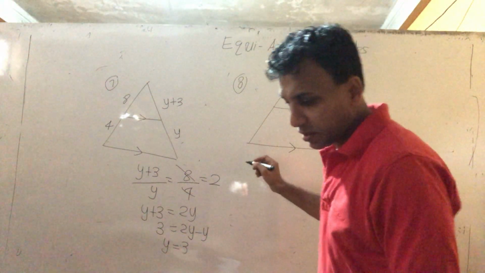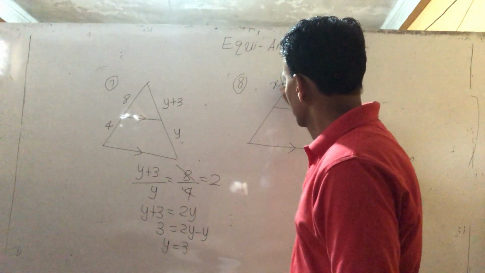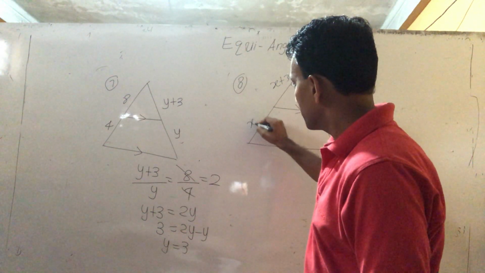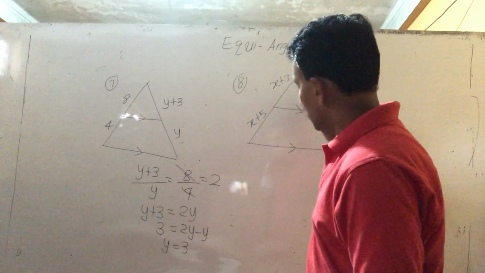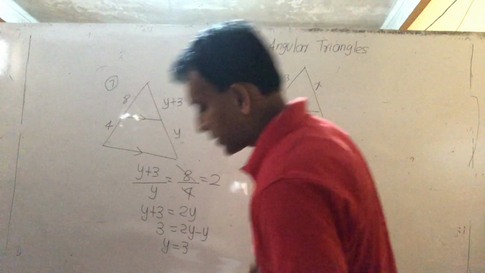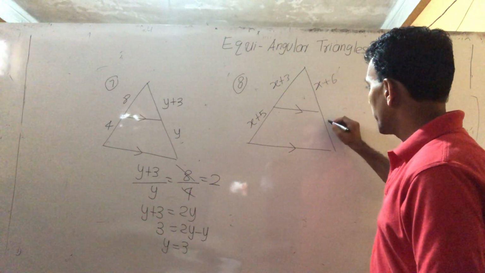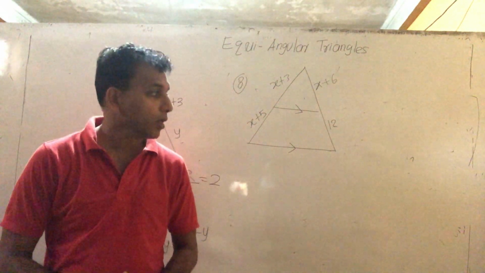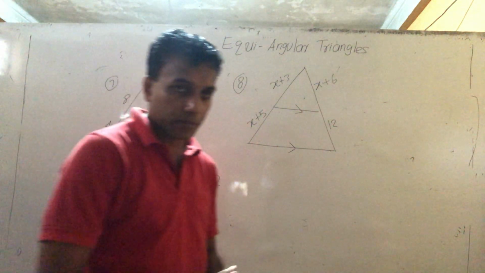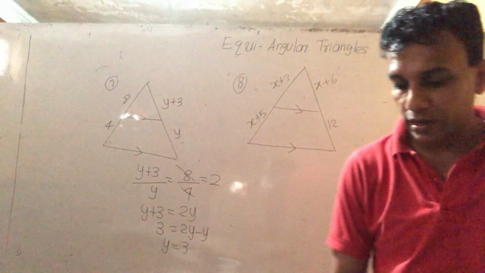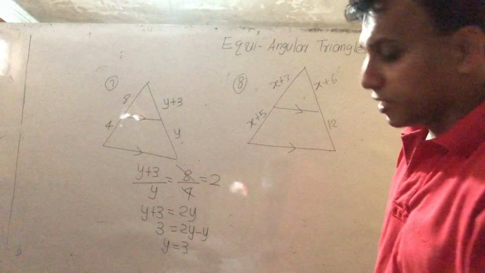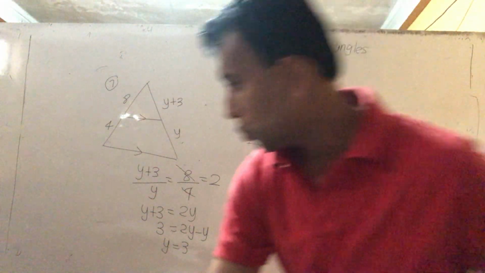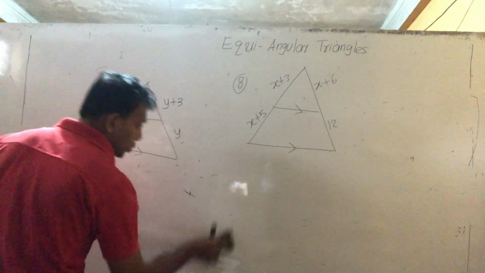Here I mention x plus 3, here x plus 5, here x plus 6, and 12. Find the x value by using this diagram. See, there's a line drawn parallel to a side, dividing the other two proportionally. So first write the ratio, prepare an equation and solve.